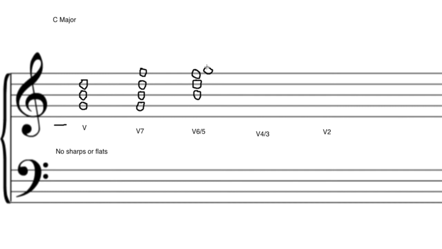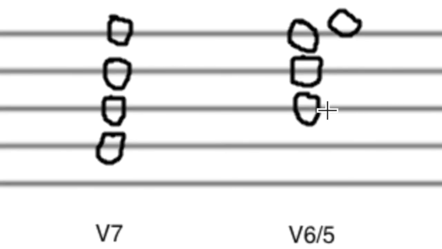Again, because this is the key of C major, we're not going to have any accidentals. I hope this is starting to make sense to you as to how we get the different inversions. Basically, all we're going to be doing is counting the intervals between the notes from the bottom note. So the first one is going to be a third, the second is going to be a fifth, and the last one is going to be a sixth.